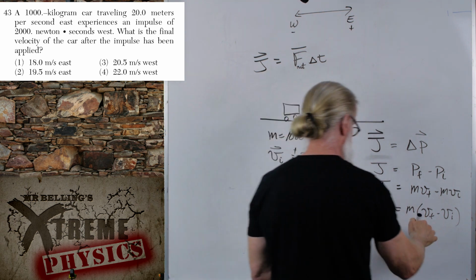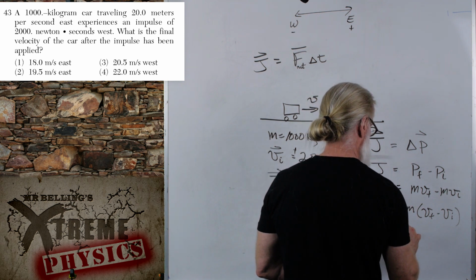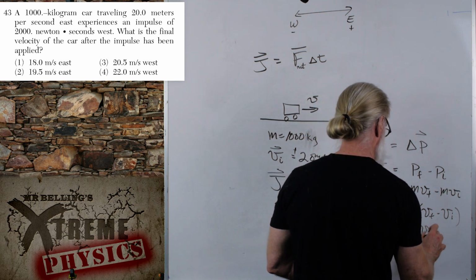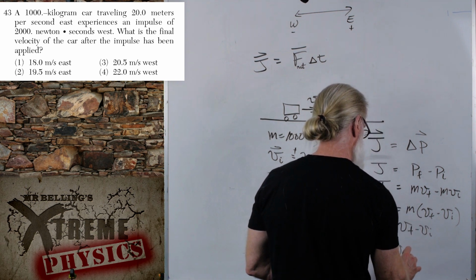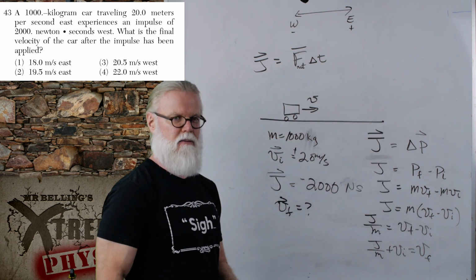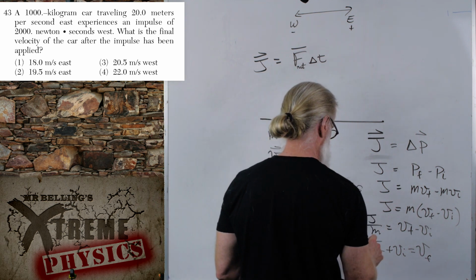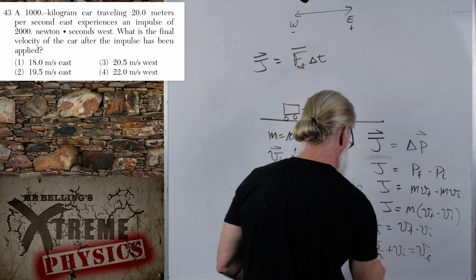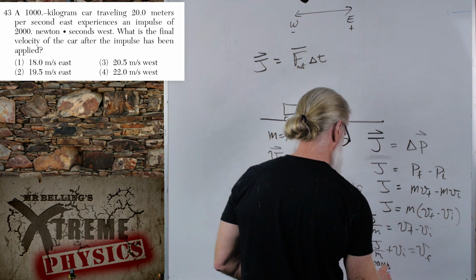I'm going to solve for V final. So I end up with impulse, divide by mass, V final minus V initial. And then let's go one more time. Let's get that V initial on the other side. And there's our relationship. And we're going to be golden as long as we take into account our positives and negatives. We had minus 2,000 Newton seconds divided by the mass, 1,000 kilograms.